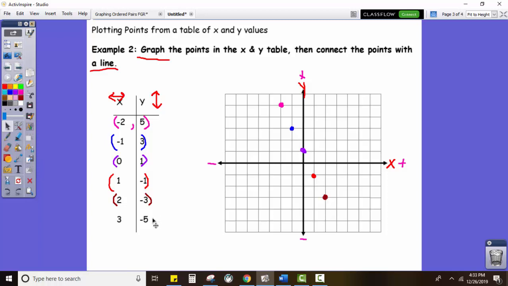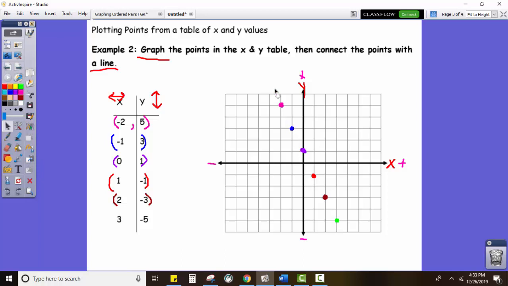And the last one here is 3, -5. So I start at 0. I go over 3. 1, 2, 3. And then I go to -5. So down 5. 1, 2, 3, 4, and 5. Put my point.